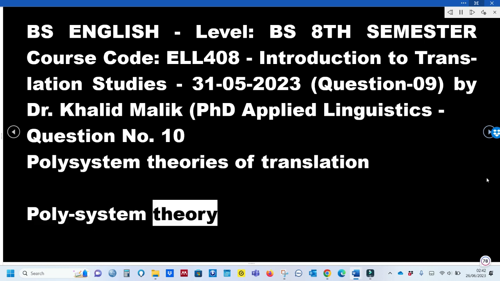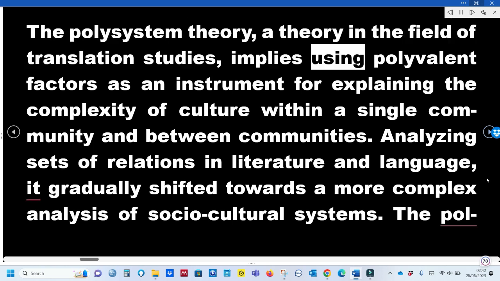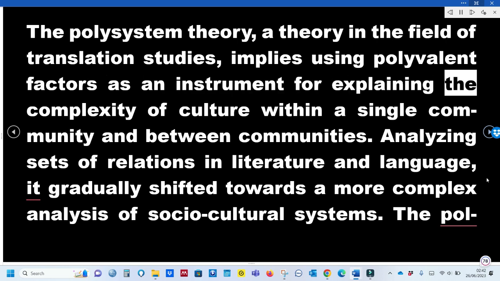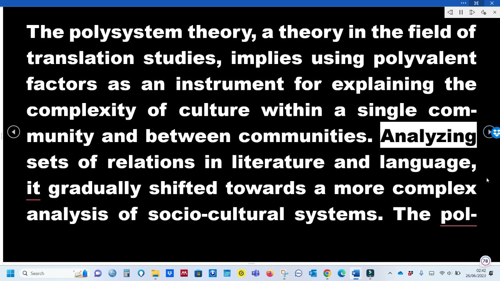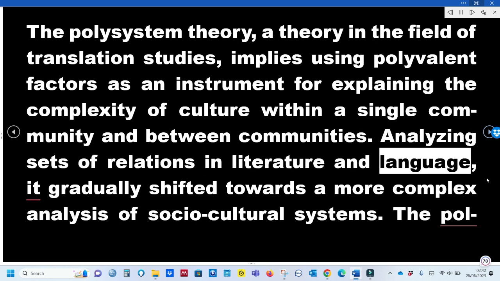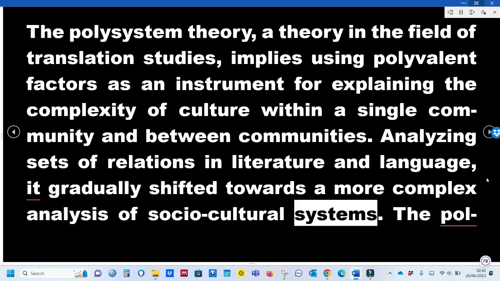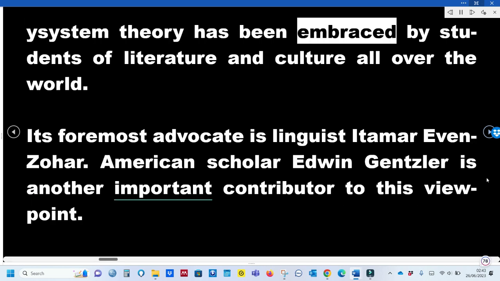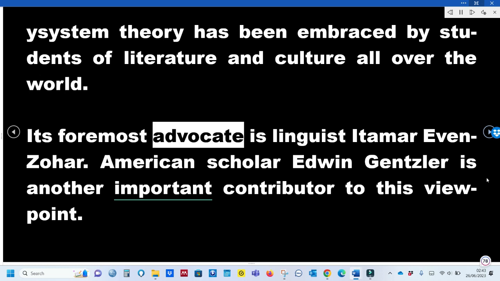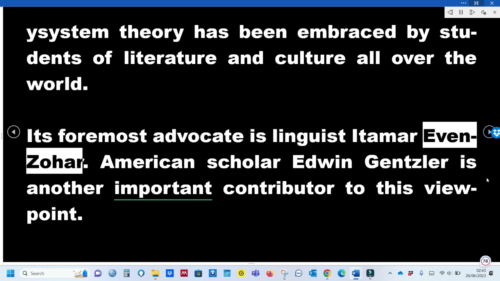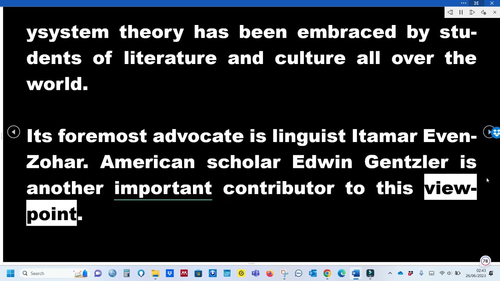Polysystem Theory. The polysystem theory, a theory in the field of translation studies, implies using polyvalent factors as an instrument for explaining the complexity of culture within a single community, and between communities. Analyzing sets of relations in literature and language, it gradually shifted towards a more complex analysis of socio-cultural systems. The polysystem theory has been embraced by students of literature and culture all over the world. Its foremost advocate is linguist Itamar Even-Zohar. American scholar Edwin Gentzler is another important contributor to this viewpoint.